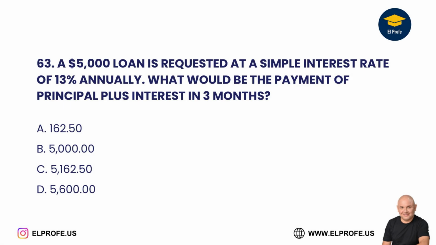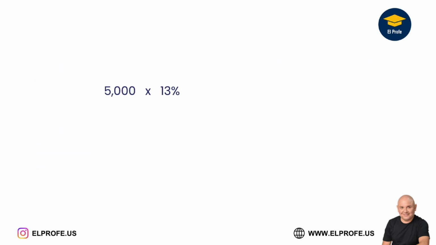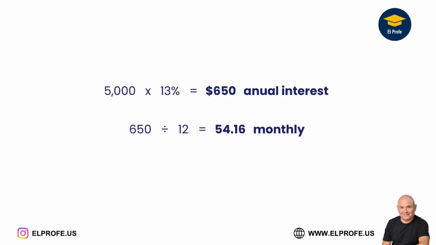Next question, 63. A $5,000 loan is requested at a simple interest rate of 13% annually. What would be the payment of principal plus interest in 3 months? Here is how you solve this problem. You take $5,000 multiplied by 13%, which gives you $650 in annual interest. Then you take $650 and divide it by 12 months, which gives you $54.16 per month.